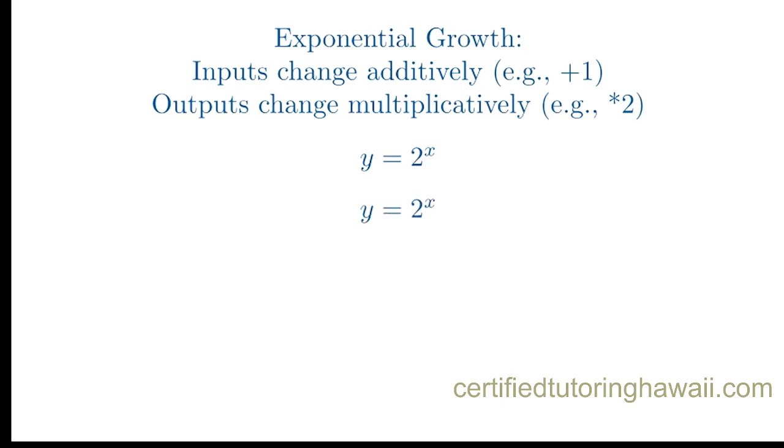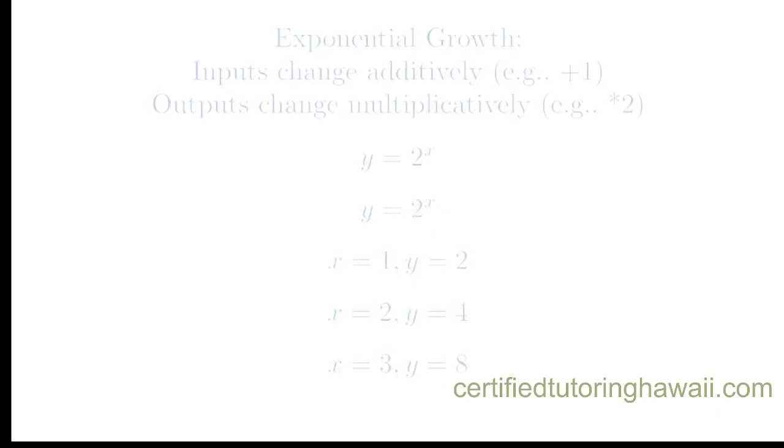Let's look at its values. When x is 1, y is 2. When x is 2, y is 4. When x is 3, y is 8. Notice that as x increases by 1 each time, y is multiplied by 2. This consistent multiplication is the hallmark of exponential growth. Now, the inverse function will reverse this process. So, it must take multiplicative changes in the input and produce additive changes in the output. This is the core idea of what we're about to explore.